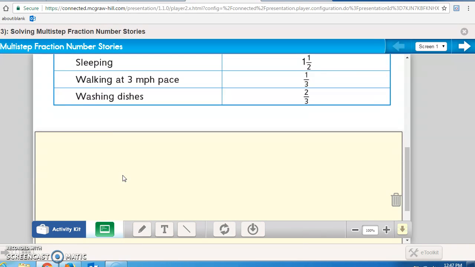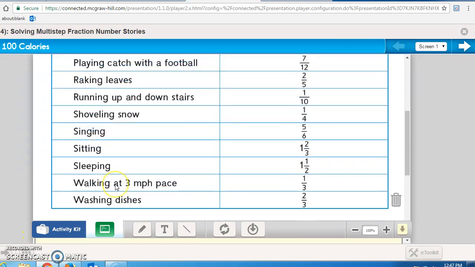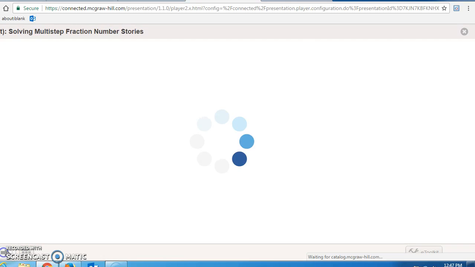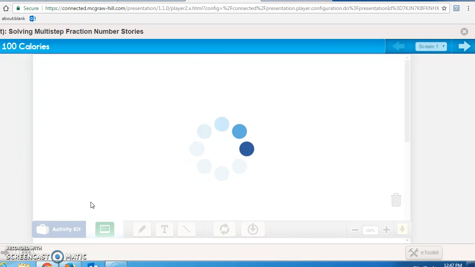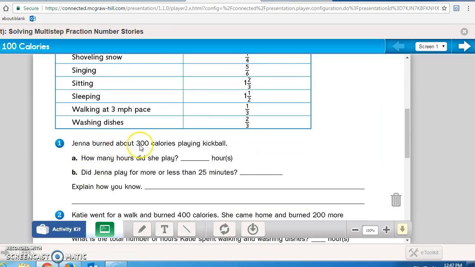Again, if you need the information that was on the previous page, I want you to rewind the recording and go to it. Otherwise, I would like you to finish the problems on the bottom of page 256, where it asks you if Jenna burned about 300 calories playing kickball, how many hours did she play? Did Jenna play for more or less than 25 minutes? And explain how you know.